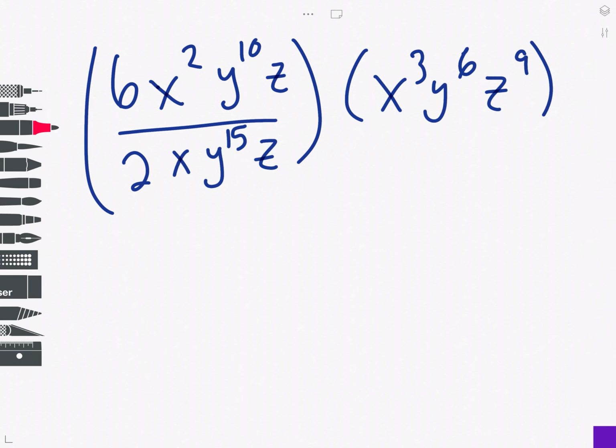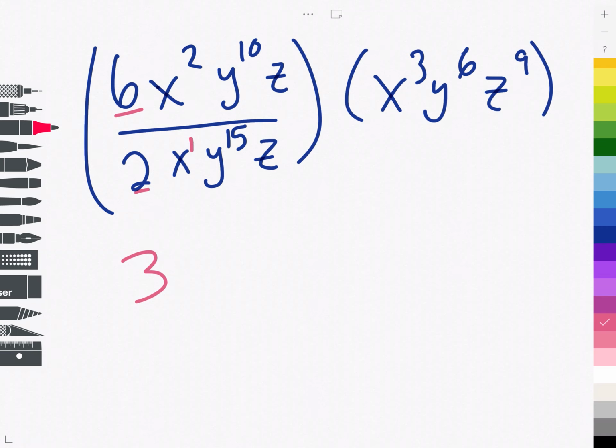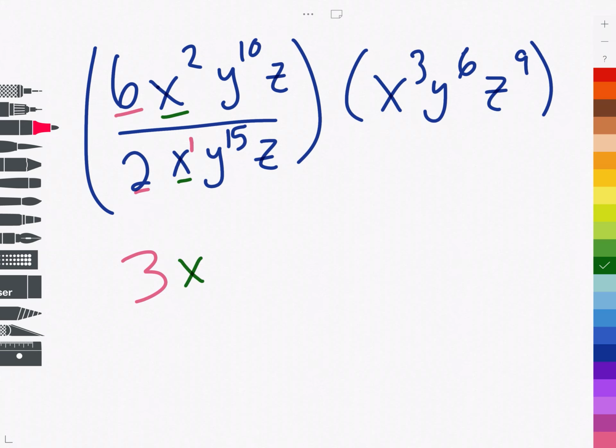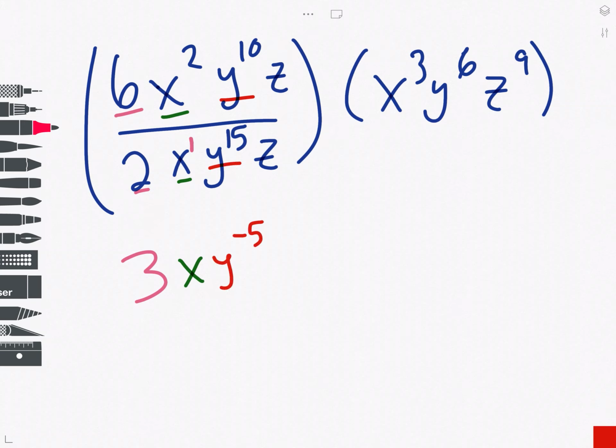Do it in parts. So first off, do your division just like you normally would. 6 divided by 2 is 3. X squared divided by x. If we're dividing, we're going to subtract. So that's 2 minus 1. Let me get a different color for this part. 2 minus 1 gives me 1x. 10 minus 15 gives me negative 5. And z divided by z would be a couple ways to think of it. 1 minus 1, which is 0. Or you could just say those are the same thing, so they'll become 1.